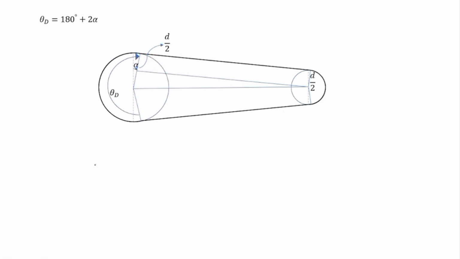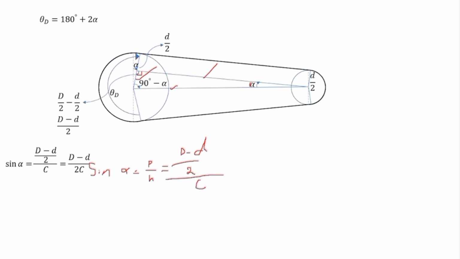Now as you know that sin alpha is equal to perpendicular by hypotenuse. The angle over here is 90 degree. This is alpha angle. So this one will be base, this one will be perpendicular, and this one will be hypotenuse. So perpendicular is capital D minus small d divided by 2, and hypotenuse is C. So sin alpha will be equal to capital D minus small d divided by 2C. So alpha will be equal to sin inverse of capital D minus small d divided by 2C.